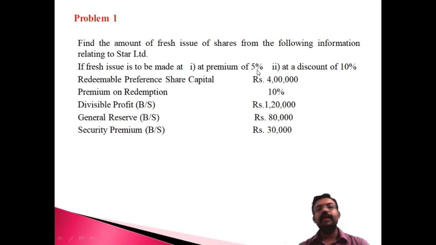The premium is 5% and discount 10%. The redeemable preference share capital is 4 lakh. The premium on redemption is 10%. The divisible profit is 1,20,000, general reserve is 80,000, and securities premium is 30,000. You are required to calculate the amount of the fresh issue.